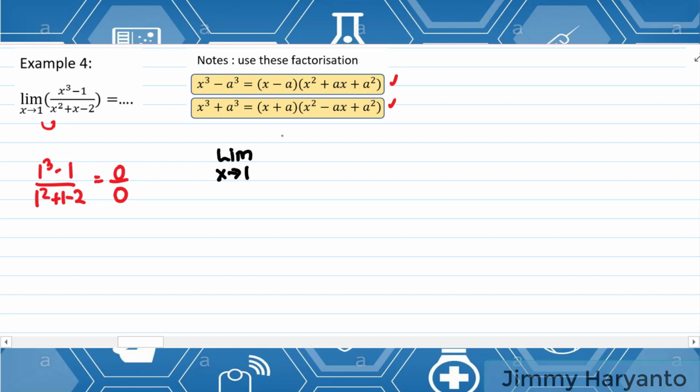But this time we have x cubed minus 1. So x cubed minus 1 means x cubed minus 1 cubed, because 1 is equal to 1 cubed. I will give you another example in the exercise. So we will write it like this, and then we will use the formula, or maybe I should write it right here. x cubed minus 1 cubed equals x minus a, where a is 1, and then x squared plus a, which is 1, x plus 1 squared.